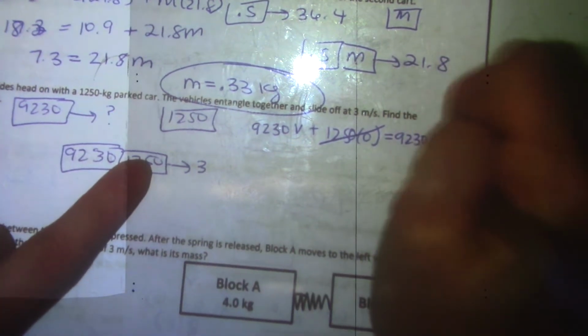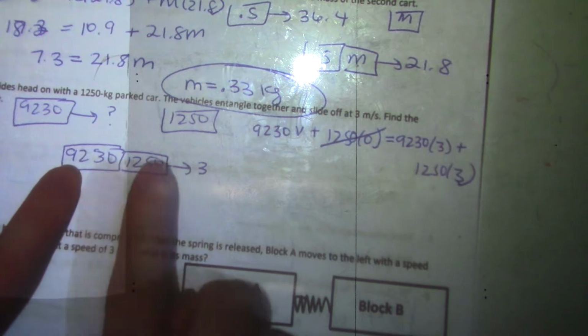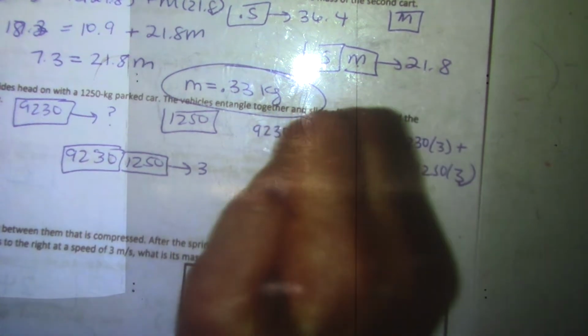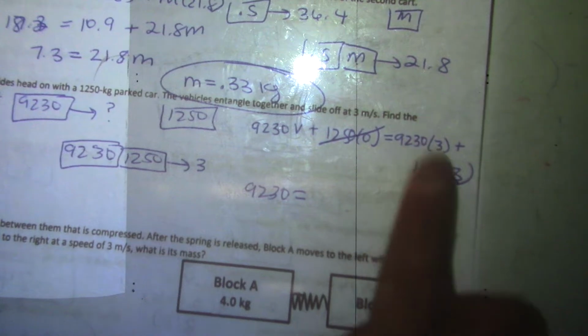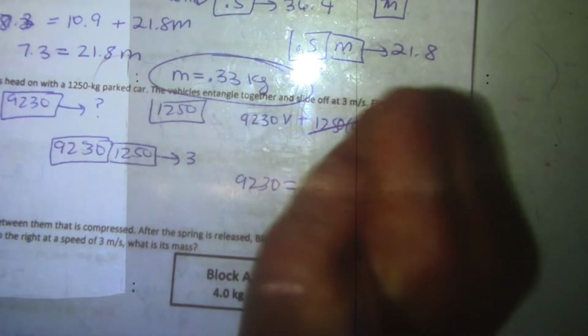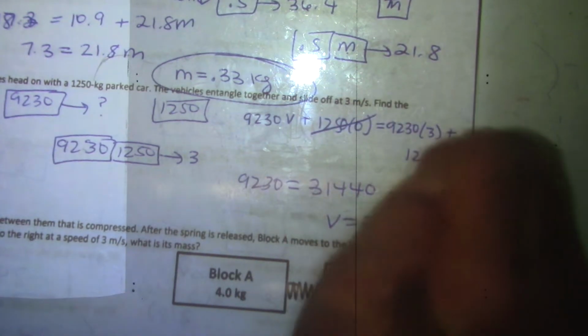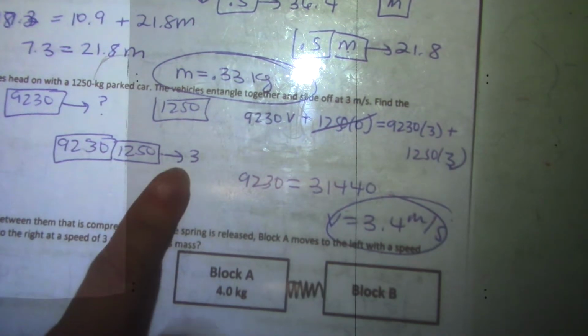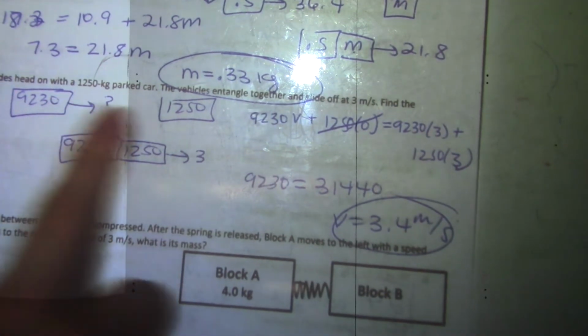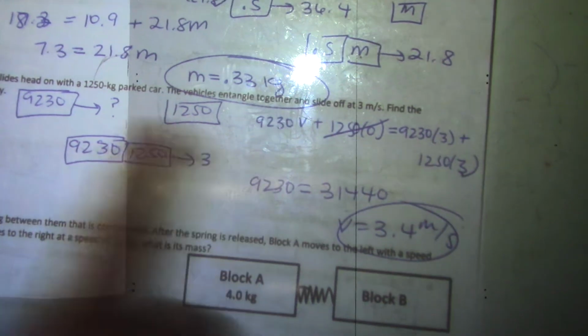So then I've got 9230v plus 1250 is at rest, goes away, equals 9230 times 3 plus this mass also has a velocity of 3. So the 3 goes with this one and this one. And then these two together plus this one gives me 31,440, and divide the 9230 over, and that gives me a velocity of 3.4. And you could have told me that I knew I was going to get more than 3, because we know when this one comes in and picks up this extra mass, it will go slower. So I must have started with more than 3, because I got slower and ended at 3.